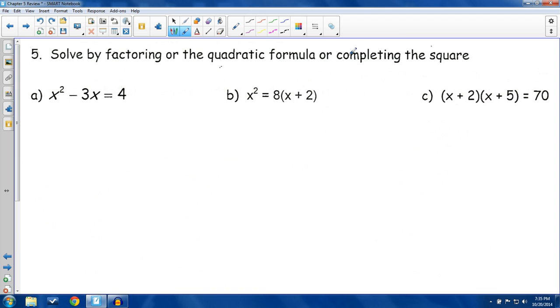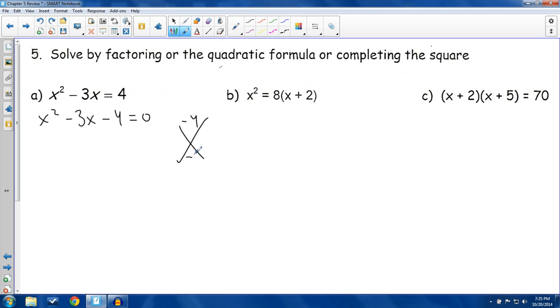Okay, solve by factoring, quadratic formula, or completing the square. This time I'll go through it a lot more quickly. It's your choice as to what to do, but again, you can only solve by factoring if it's factorable. So I'm going to first take this over to this other side. Let's see if this is factorable.